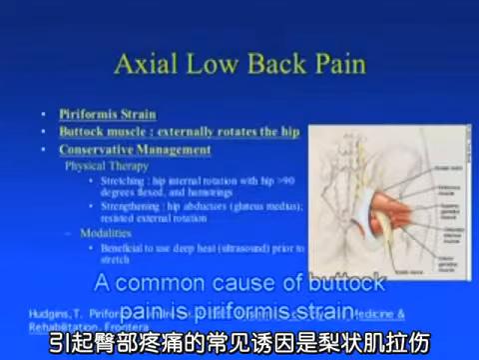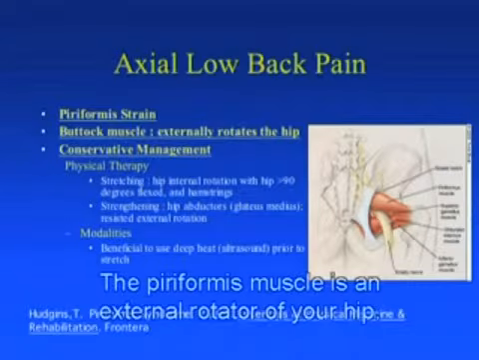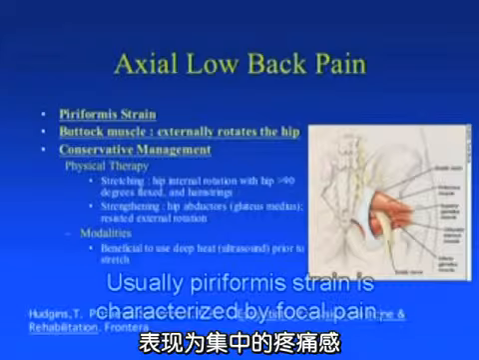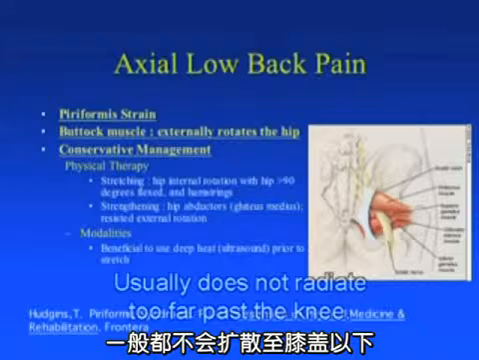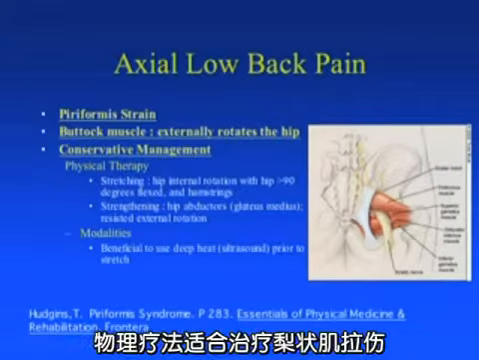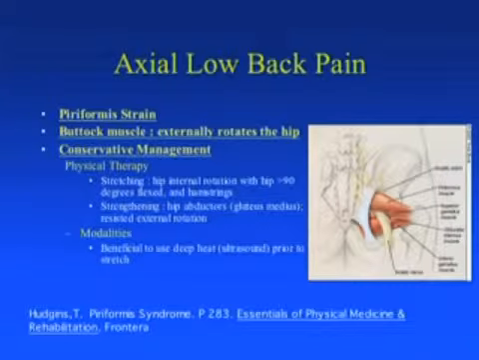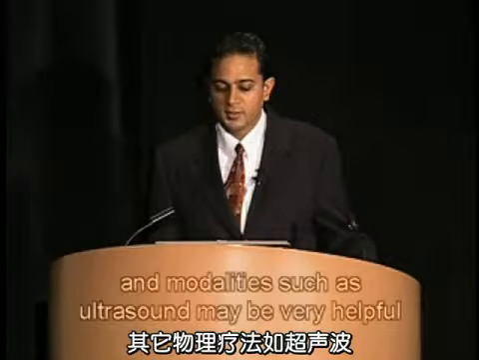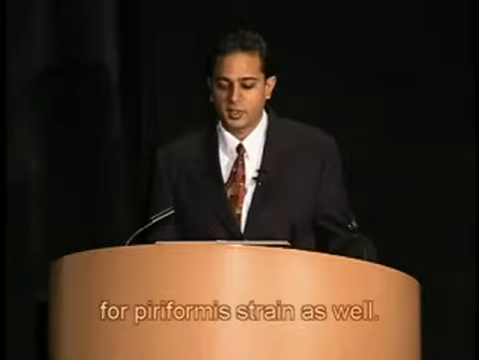A common cause of buttock pain is piriformis strain. The piriformis muscle is an external rotator of your hip. Usually piriformis strain is characterized by focal pain, which is really in the buttock region, does not usually radiate too far past the knee. Physical therapy is very effective for piriformis strain. Usually it's stretching and strengthening the external rotators and internal rotators, and modalities such as ultrasound may be very helpful for piriformis strain as well.